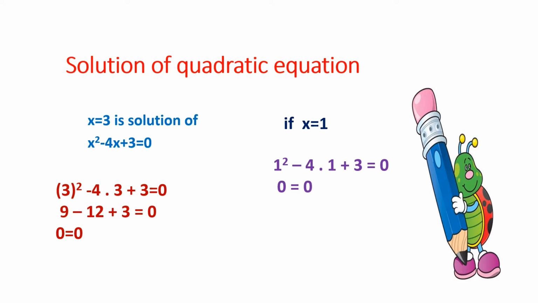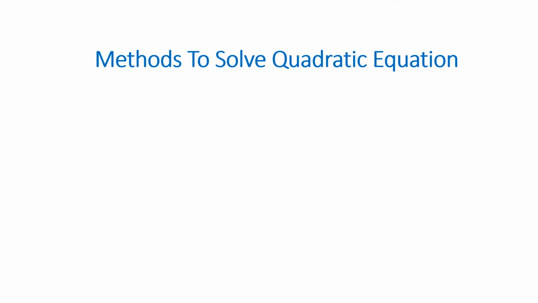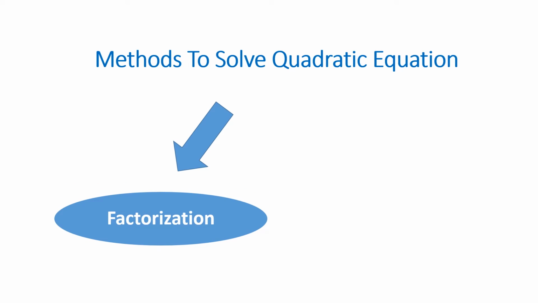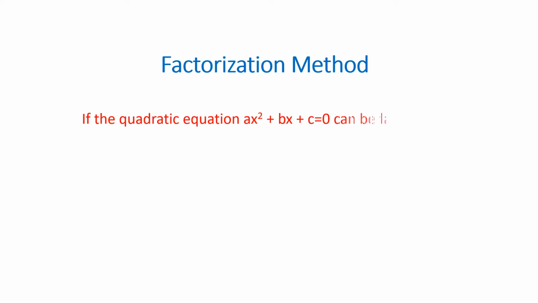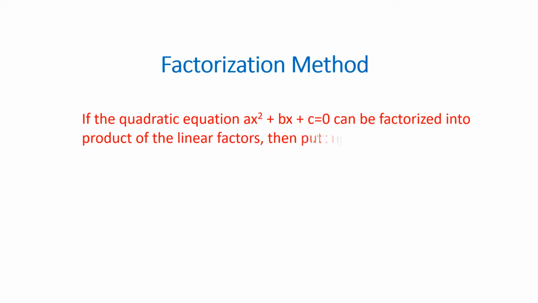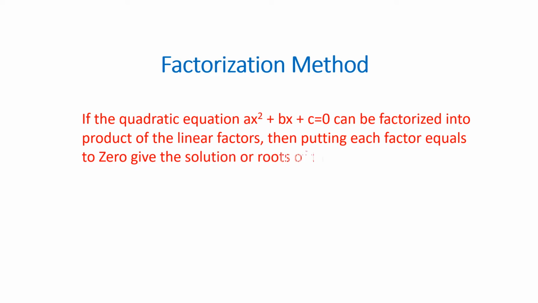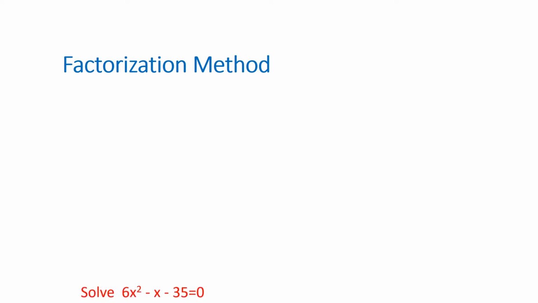We will discuss two methods to solve quadratic equations: factorization method and quadratic formula. Let us first discuss factorization method. If the quadratic equation a into x square plus b into x plus c is equal to 0 can be factorized into product of the linear factors, then putting each factor equal to 0 gives the solution or roots of the quadratic equation. Let's do it with an example.